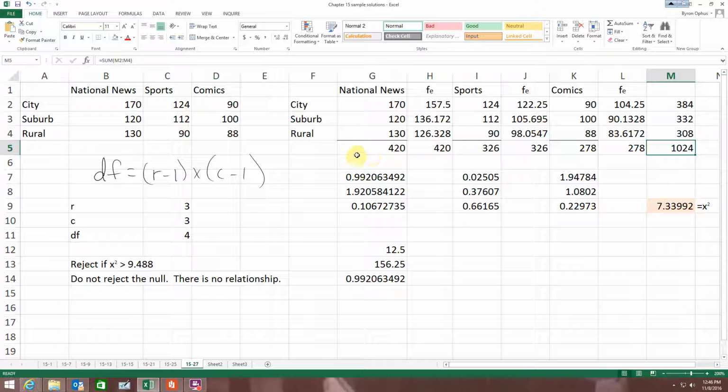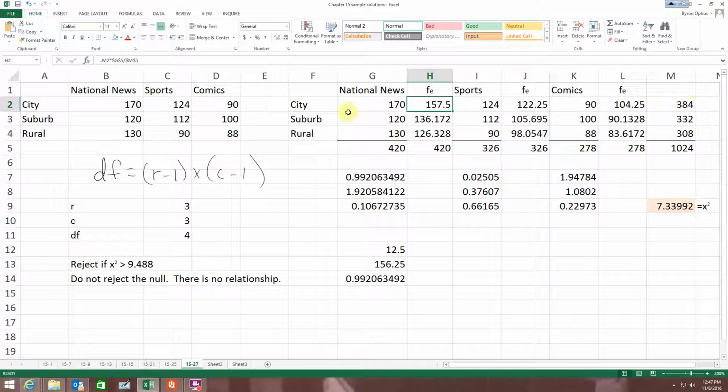Well then what we're doing here is we're comparing the actual frequency from our sample, from our results, to what the expected frequency might be. And how do we do that? Well, what we do here is we come up with the FE as our expected frequency in each of these cases. And what we do is we take our total of our row times our total of our column here.